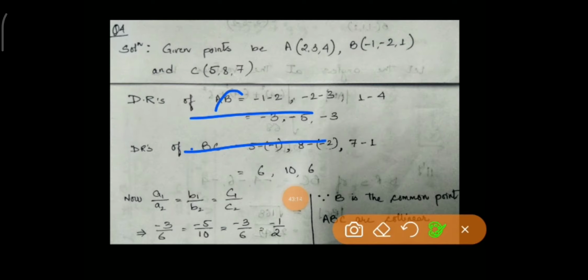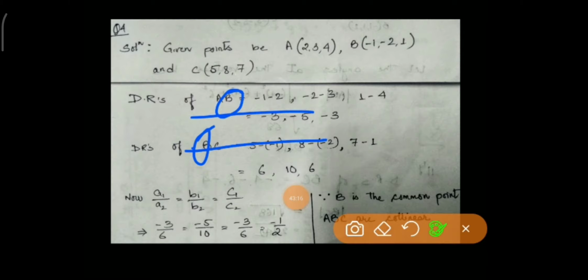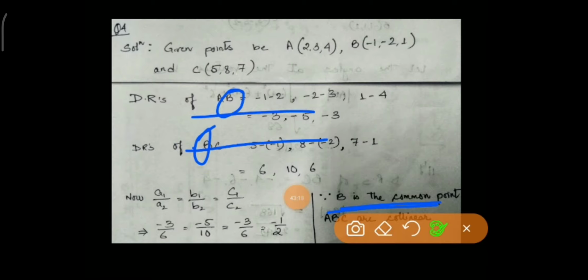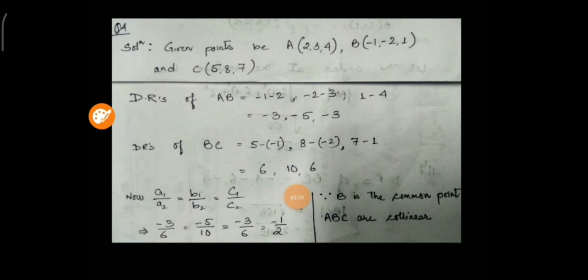If they are equal, that means they are parallel. But you can see that B is common in both of them. B is a common point, so I can say A, B, C are collinear. Okay, let's go to question number 5, the last question.